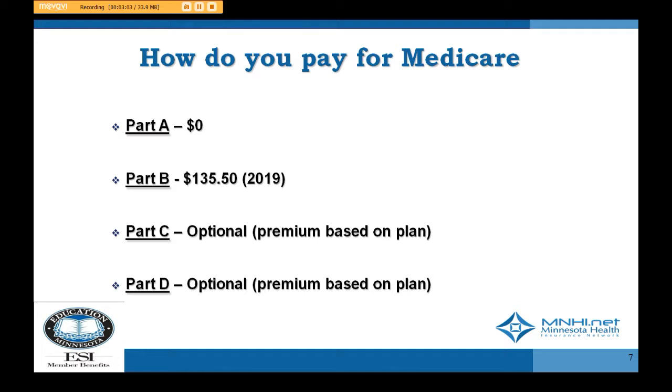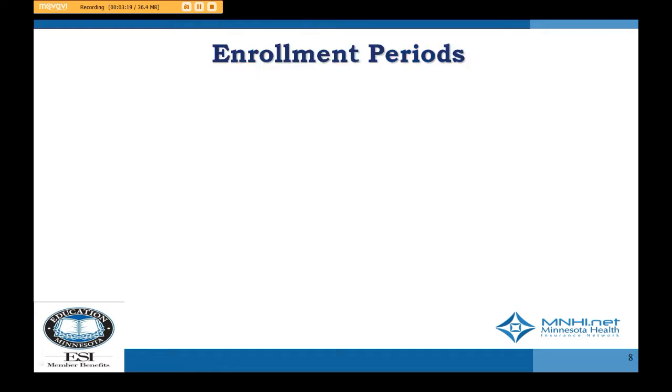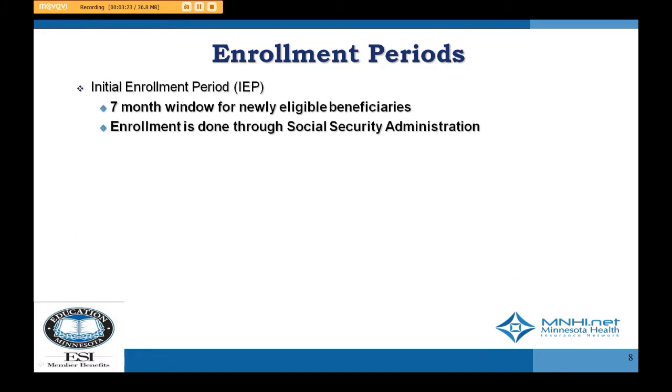If you're collecting Social Security, that'll be a monthly deduction right from your benefit check. If you're not collecting, that's going to be a quarterly bill that you receive from Social Security. As well as Part C and Part D have optional premiums based on the level of coverage that you want for yourself. So let's talk some of those enrollment periods.